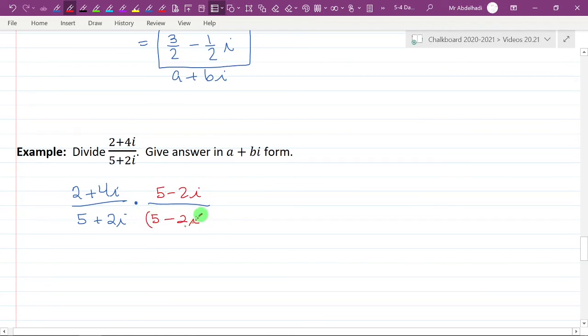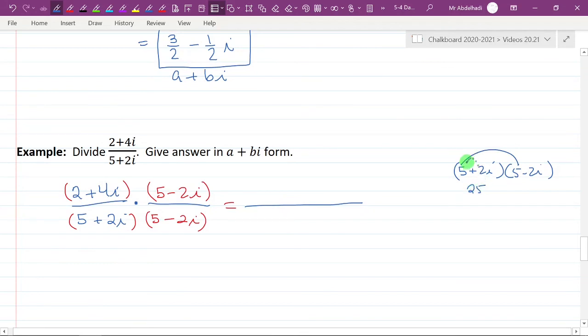So let's FOIL all of this. Okay, this time I'll do the bottom first. So the bottom, we'll do it over here: 5 plus 2i times 5 minus 2i. 5 times 5 is 25. 5 times negative 2i is negative 10i. 2i times 5 is positive 10i. Right away, you see that these are going to cancel out, which is why we use conjugates.